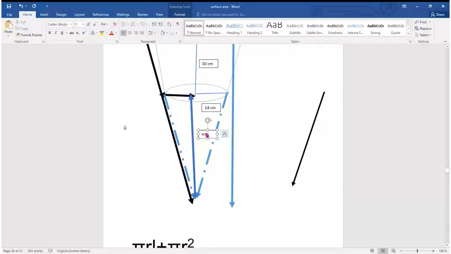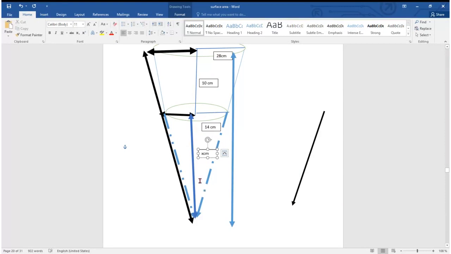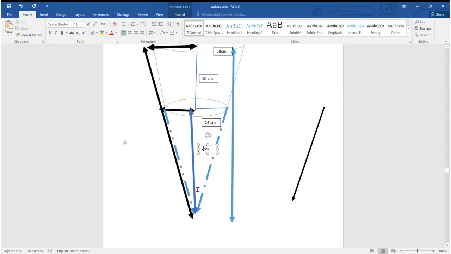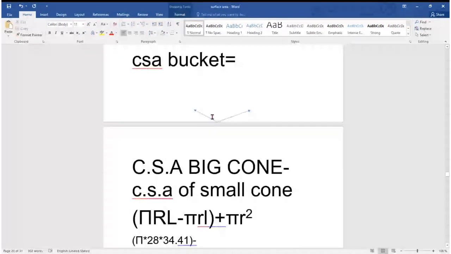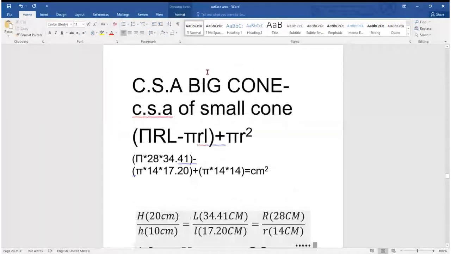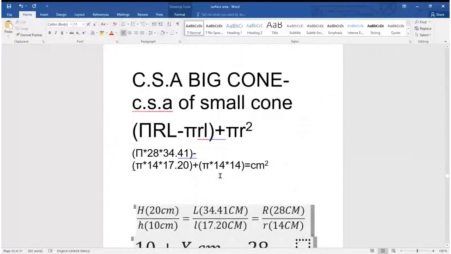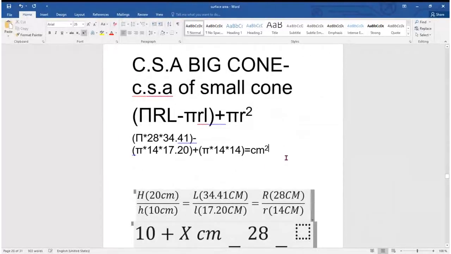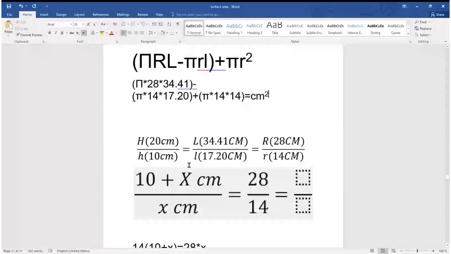So using that, it's called scale factor. You use scale factor. So you equate this: 10 plus x over x. This one is the height of the big cone. x is the height of the small cone. The radius of the big cone is 28. The radius of the small cone is 14. In that other example there, it was 14 and 7. So you would change that one. For example, you come here and say 14 and the other one 7. So I have two examples, sorry that I was using here.